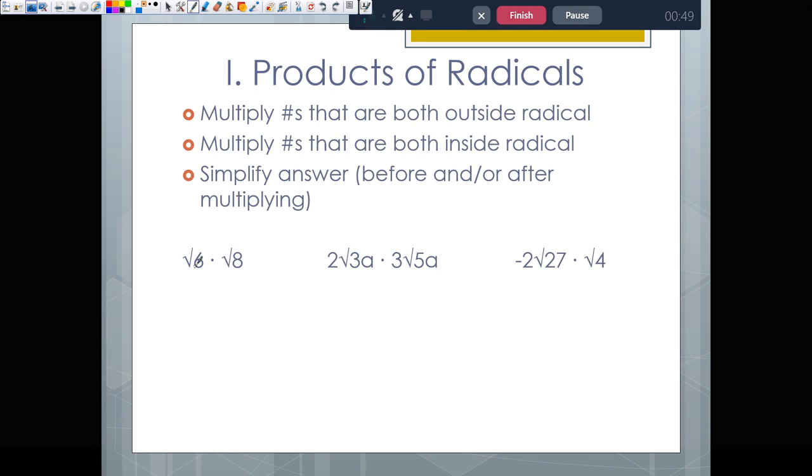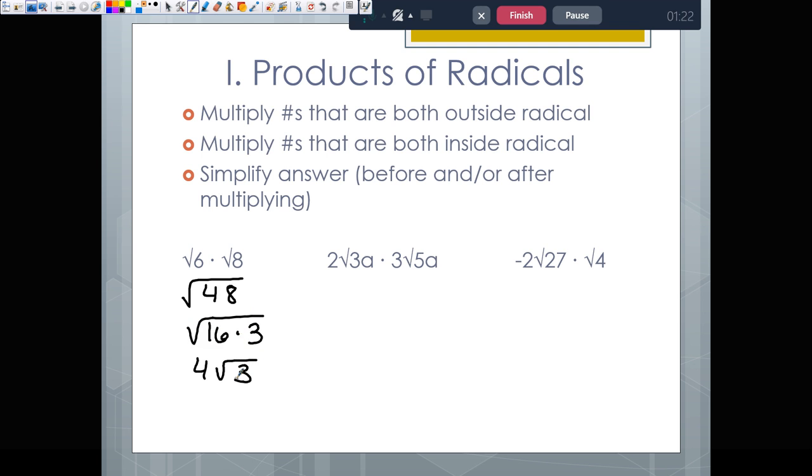Alright, so we're going to multiply 6 times 8, and we're going to get 48. So this is going to be the square root of 48. Now, this is almost identical to just simplifying radicals. We need to find the largest perfect square that can go into 48, which would be 16. 16 times 3 is 48. And we know the square root of 16 is 4. So this becomes 4 square root 3. So the only thing we did there was multiply first.